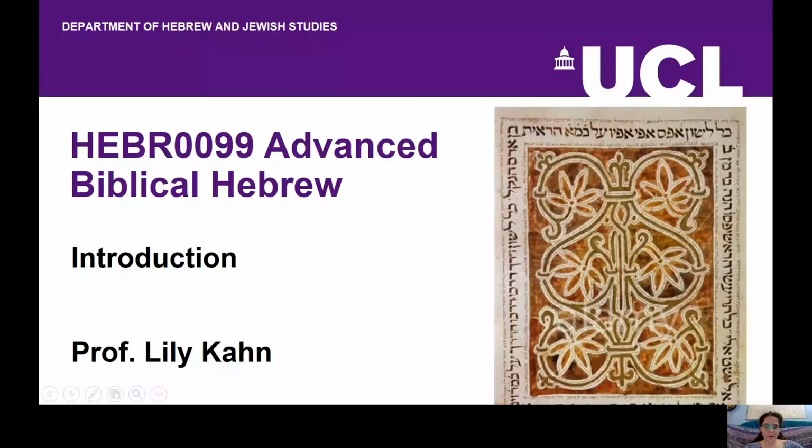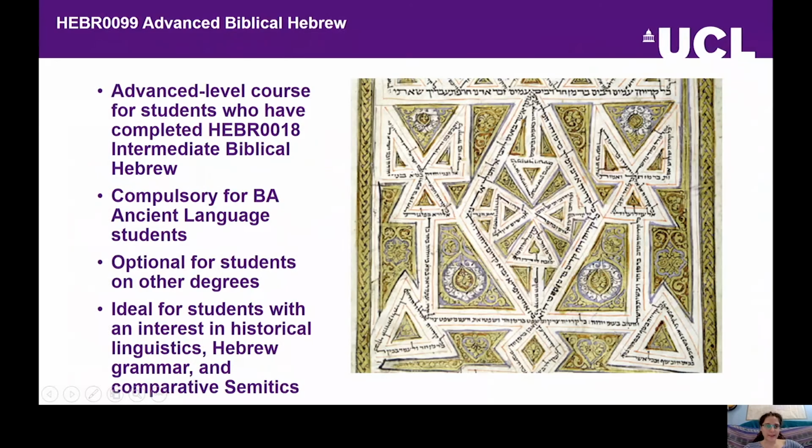So, Advanced Biblical Hebrew is designed for students who have already done Intermediate Biblical Hebrew in the department, and it's a compulsory course for BA Ancient Language students in their final year or for students in an earlier year who have already completed Intermediate Biblical Hebrew. It's also an optional course for students on all other degrees.